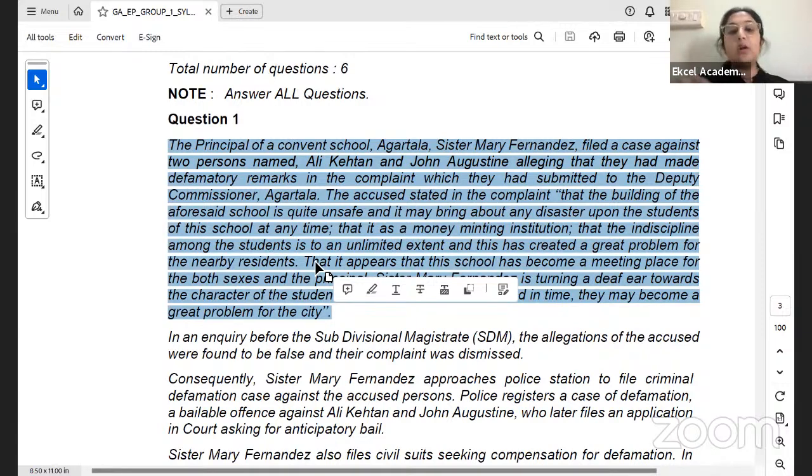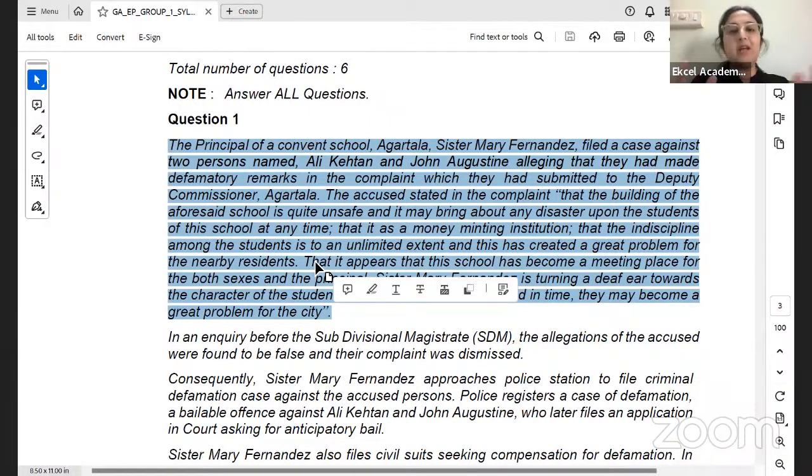So what is this all about? First thing you have to understand, these 2 people, that is Ali and John, have already filed a case and that did not stand. So as it did not stand, now our school principal wants to take action against them, to prove it is just pure defamation. Okay, so this is the situation.